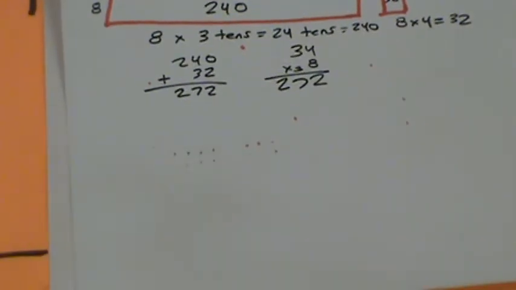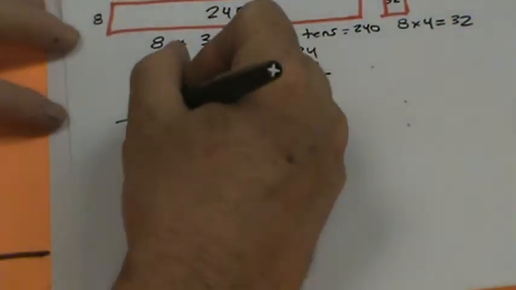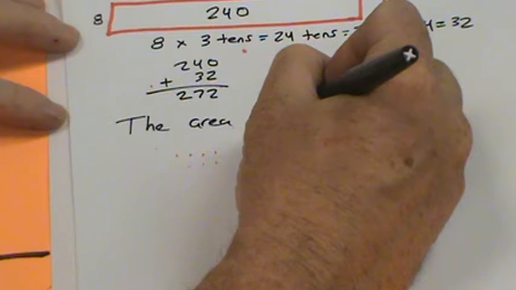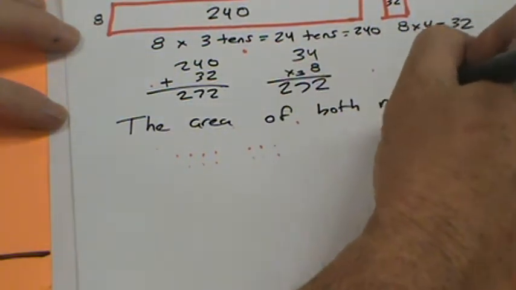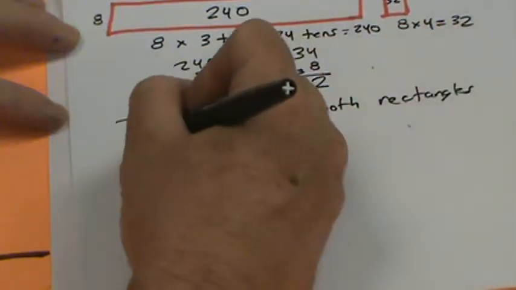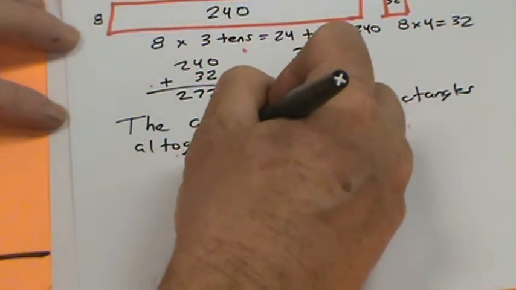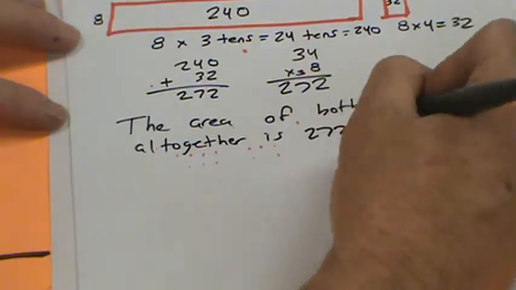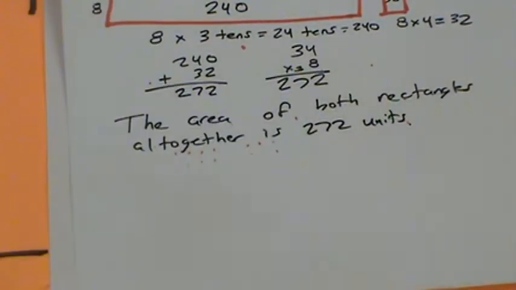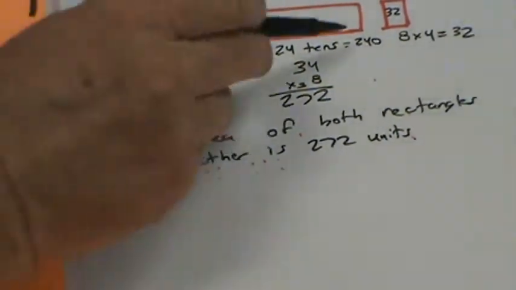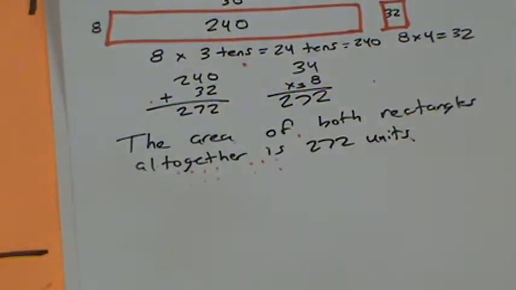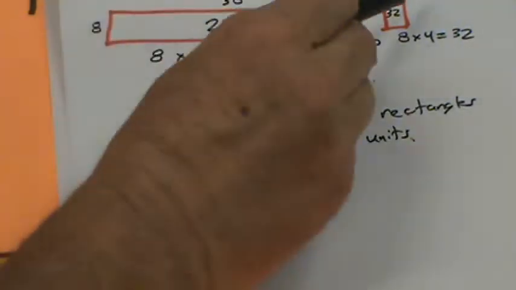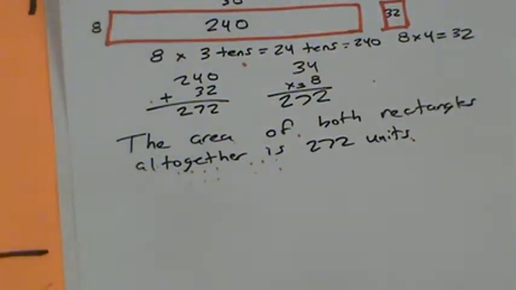Excuse me. So, we can write a sentence now. The area of both rectangles all together now is 272 units. So we had to add those to get the sum. So we did 8 times 30 to get 240, then 8 times 4 to get 32 and added them. However, we also, as we saw, as we proved, 30 plus 4 times 8. So 34 times 8 also equals 272. So there's two ways we could get around that.